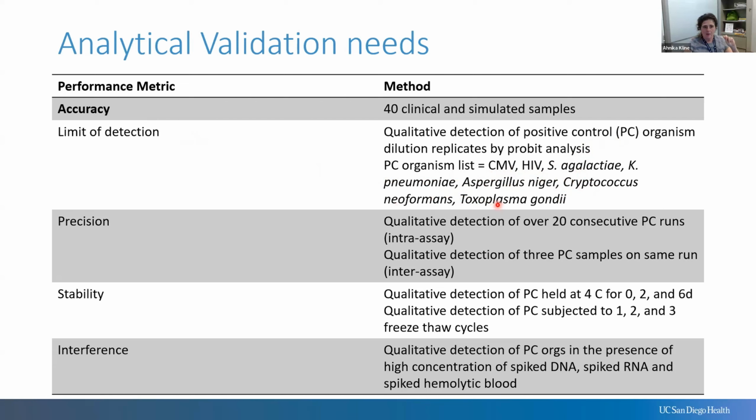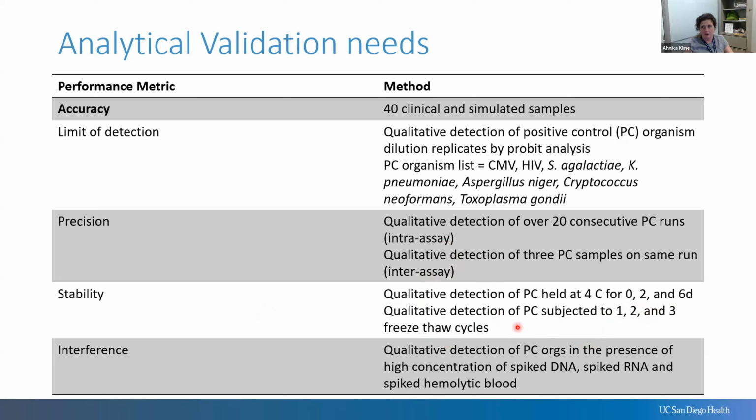For precision, you spend a number of cells on detection of over 20 consecutive positive control runs to look for intra-assay variation, and then for inter-assay, you do the same run. Stability is important. You can't really bring a test online without knowing how stable your specimens are. Since this isn't just validating an FDA cleared test, the way that other labs have done this is to take the positive control organisms, hold them for 0, 2, and 6 days, and then see if you can still detect them, and then also subject the specimens to freeze-thaw cycles.